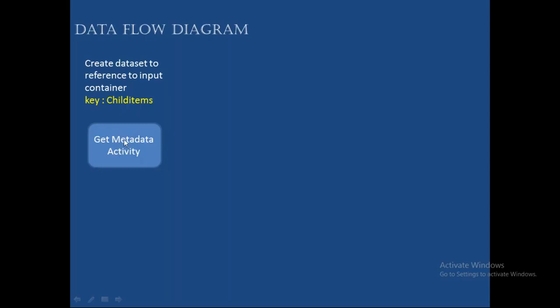Step 1: this data set will refer to my input container. In the input container, I will have multiple files: India underscore some files, US underscore some files, and UK underscore some files. Now all these files I want to pick. For that, in the get metadata activity, you need to use something called keys. That key will tell you what exact information you need from that particular container. So the key is child items.